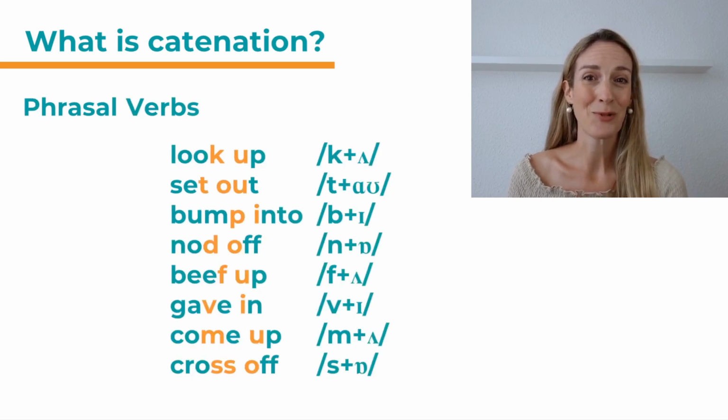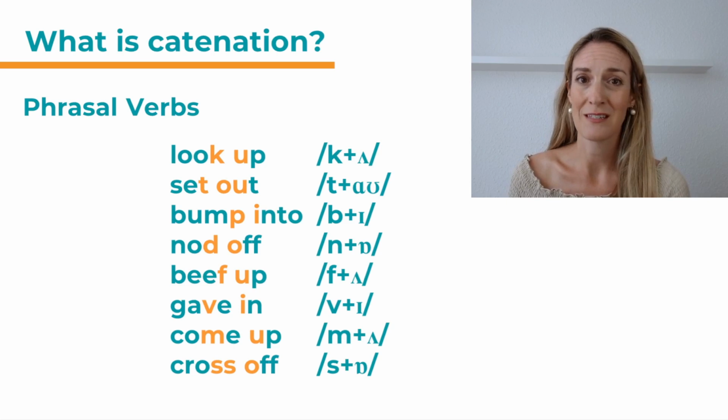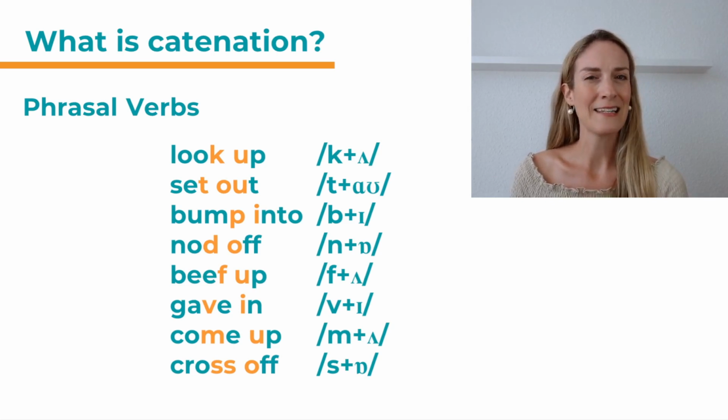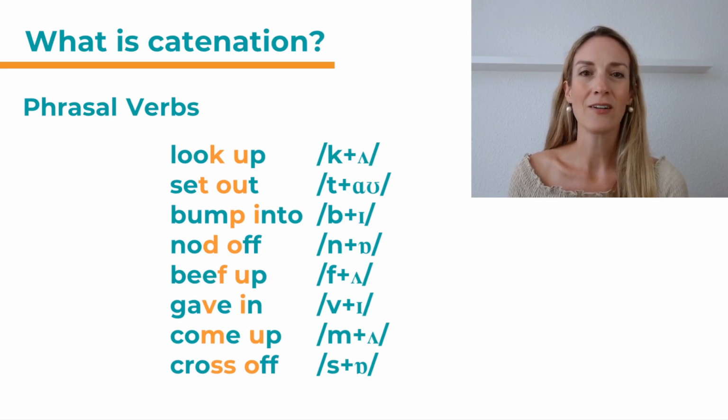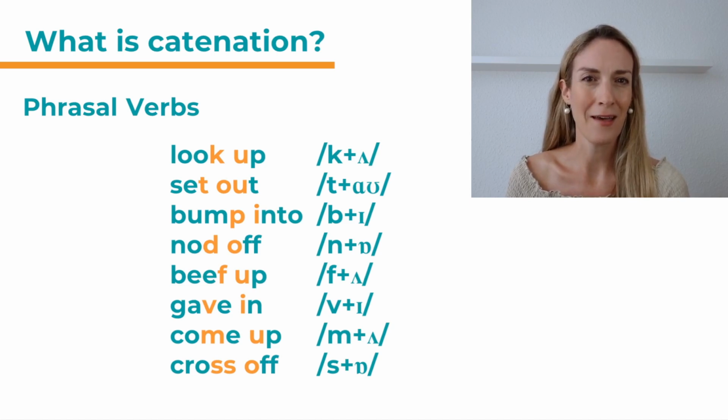Let's have a look at some more examples. So we have look up, and the k and the a join together. I've tried to give you examples with lots of different consonant sounds. So we have k, t, p, d, f, v, m, s. Of course, there are more consonants and more examples, but I think this is quite a good list to get you started. So let's listen to what this sounds like. Look up, look up. And again, up almost sounds like cup.